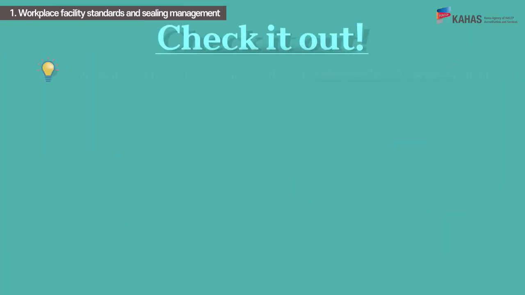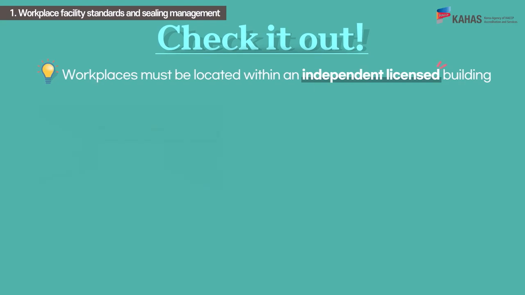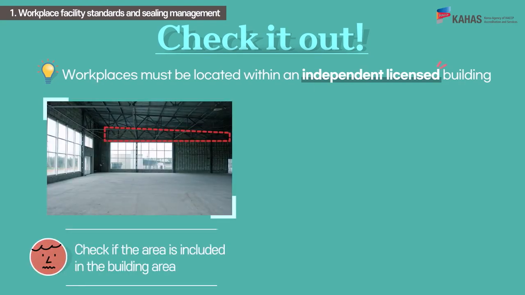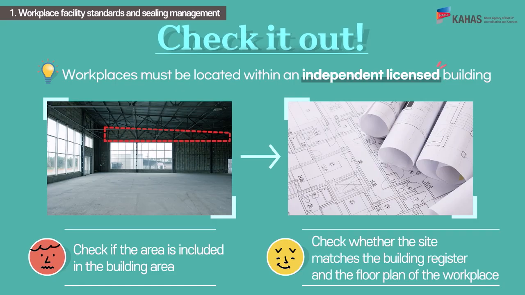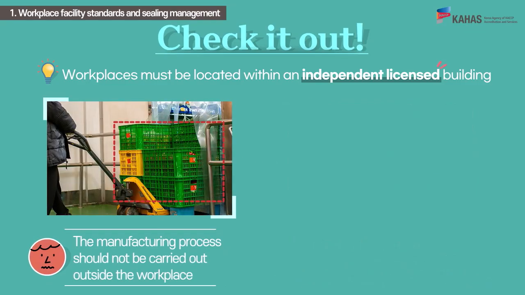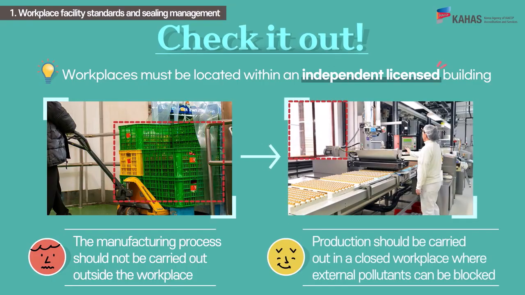Check it out. Workplaces must be located within an independent licensed building. Please make sure to check whether the area is included in the building area. It is necessary to check whether the site matches the building register and the floor plan of the workplace. The manufacturing process should not be carried out outside the workplace. Production should be carried out in a closed workplace where external pollutants can be blocked.